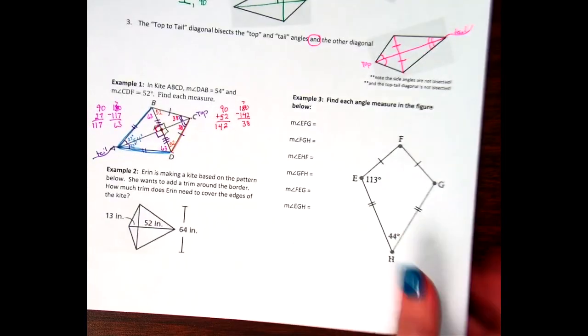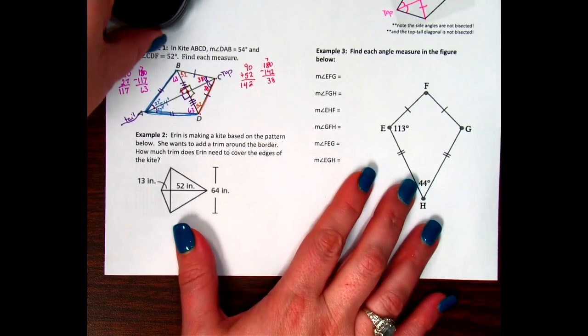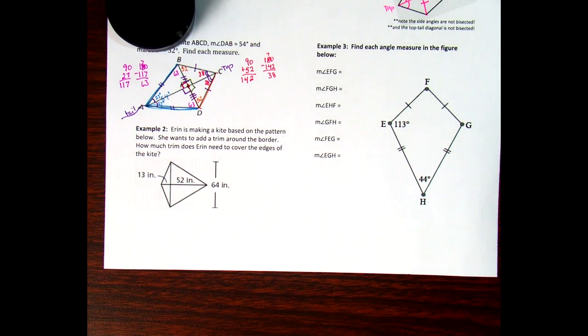Alright, let's move on with example 2. Erin is making a kite based on the pattern below. She wants to add trim around the border. How much trim does Erin need to cover the edges of the kite?